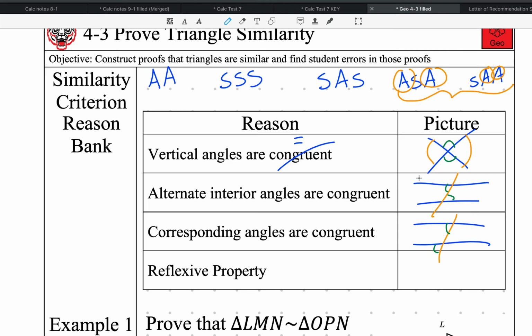Any questions so far? And then the easiest of all of them is called the reflexive property. They're actually using the correct term finally in Khan Academy. And how would you describe it with hand gestures?